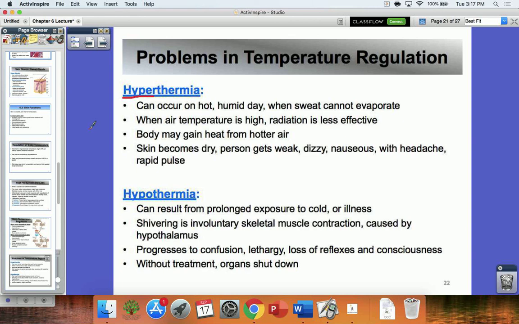And so a person may get, again, very weak, dizzy, nauseous. We've probably been somewhat close to hyperthermia at some point in our lives. Don't want to get there, but you may have experienced it.